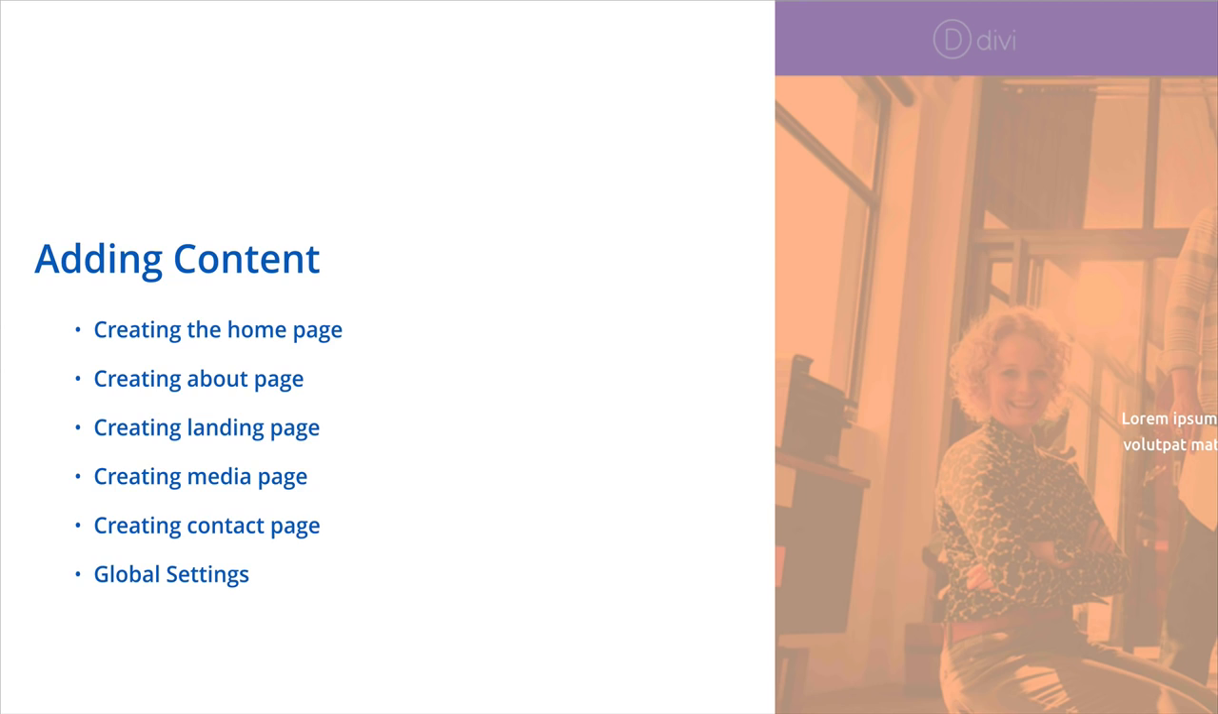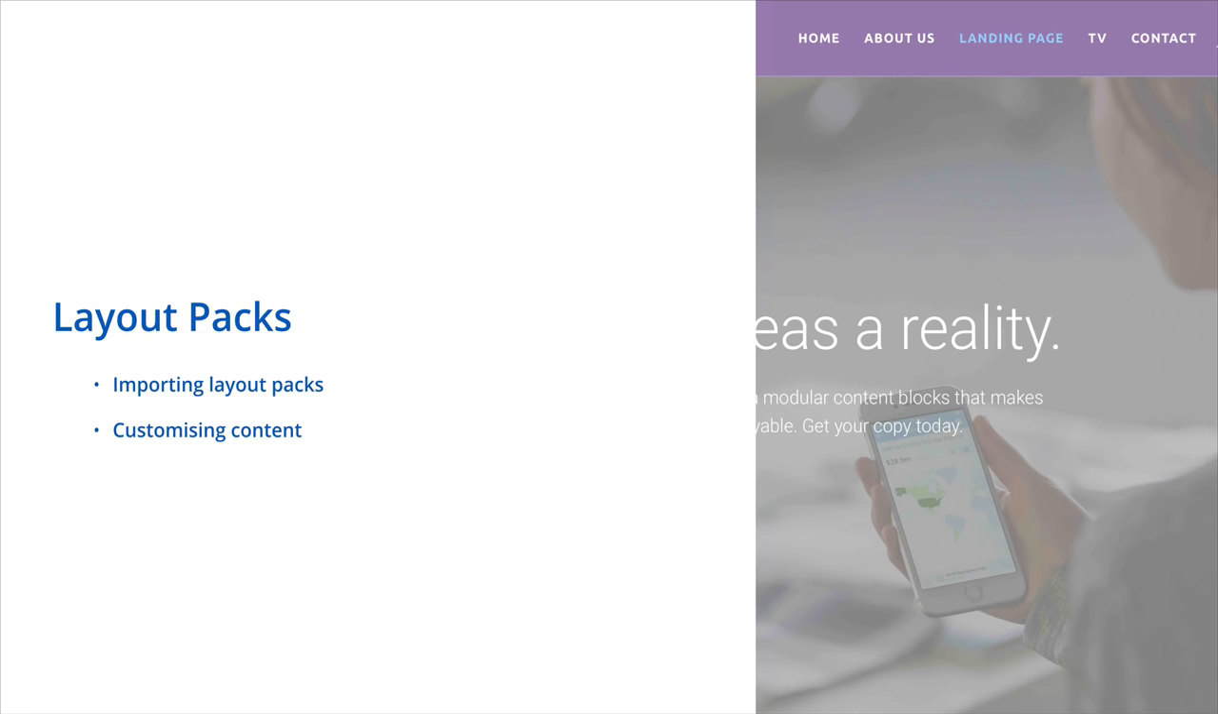Okay, so once we've done that, we're going to go on to the fun stuff. So this is where we're going to be actually building the pages. So we're going to build the home page, the about page. Now the about page, we're going to build this page using our predefined layouts. And then on the landing page, we are going to be using one of our layout packs, which we gave away for free during our Divi 100 series. Okay, and then we're going to add media to the page. Then we're going to create the media page, and then the contact page. And then finally, we're going to go through the global settings.